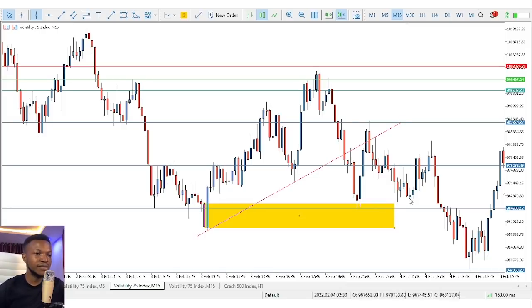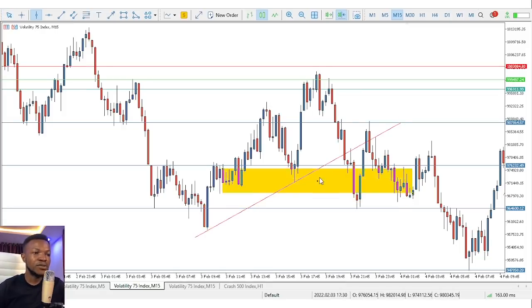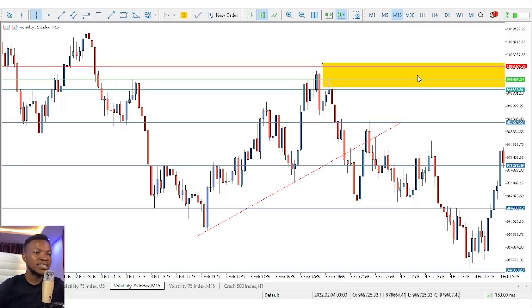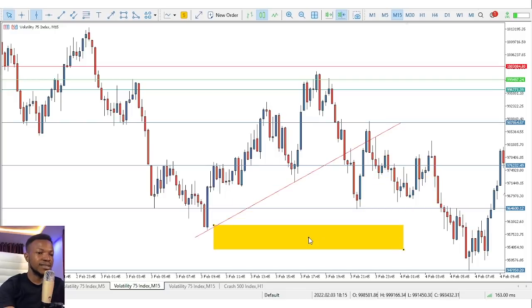Let me show you something else. This same kind of pattern happened at the top here. When price came into this part, let me just delete this.